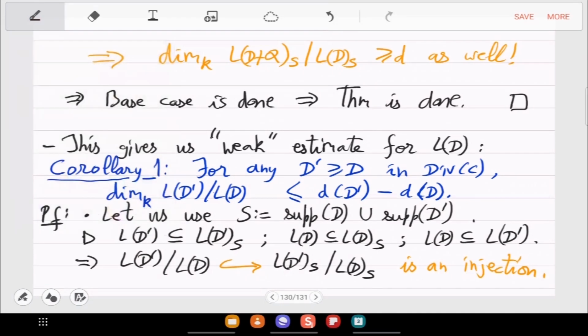No, I'm not sure about the injection because if you take an element outside LD, you are considering its class in LD prime modulo LD. Yes. And then it's also an element in LD prime S. So you can go to the image. It's the same element, and you have to take now modulo LDS. But LDS is a bigger space, so it can be 0 also. That element can map to 0. So that is why maybe it's not as trivial as I imagined.